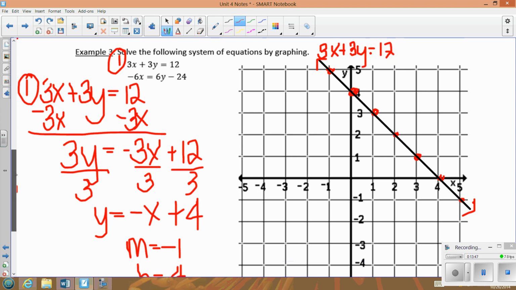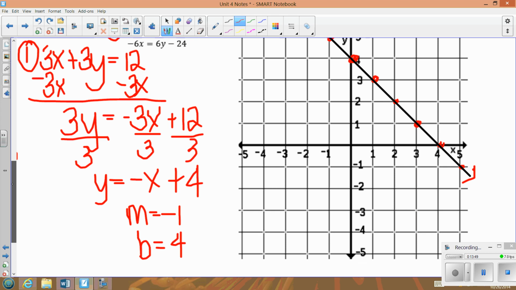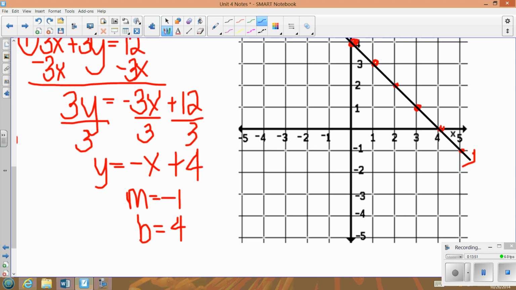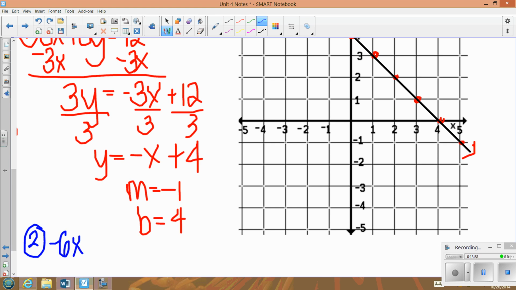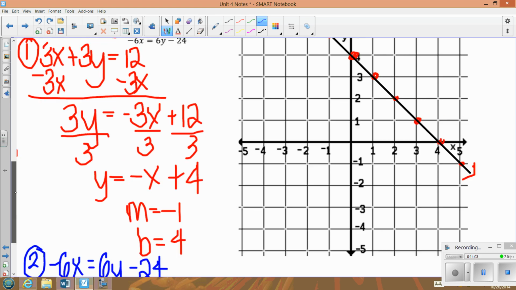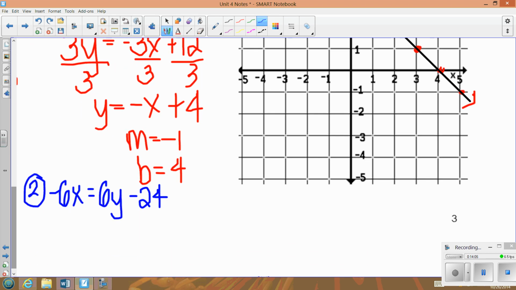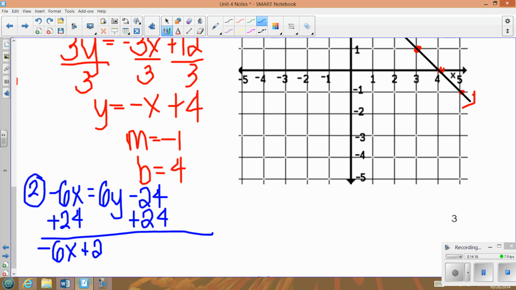And then we're going to go ahead and do the second one. So the second equation, we had negative 6x equals 6y minus 24. So let's go ahead, and we got to get y by itself. So this time y is on the right hand side, so let's bring the 24 over first. So we have negative 6x plus 24 equals 6y.